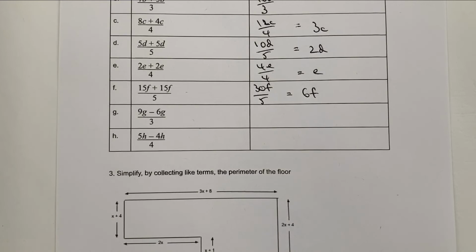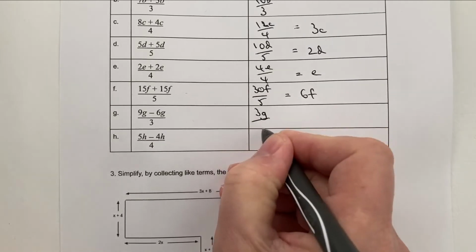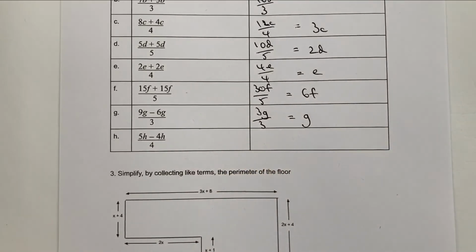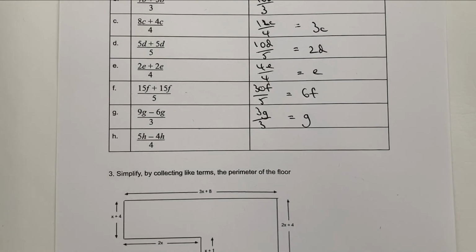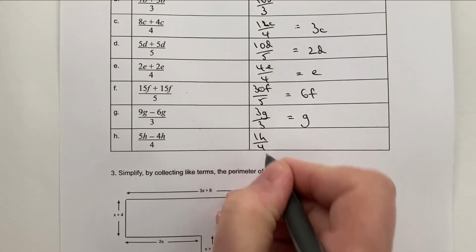Okay, letter g, 9g minus 3g. Well, 9g minus 6g is going to give us 3g divided by 3. 3's into 3 go 1, so that's just going to be g on its own. Okay, and then h is going to be 5h minus 4h. Well, that's going to give us 1h divided by 4.